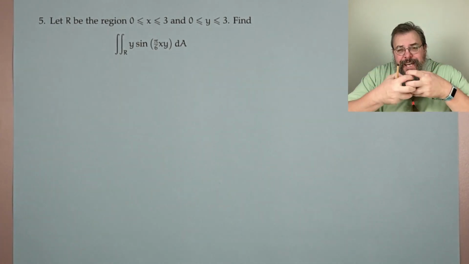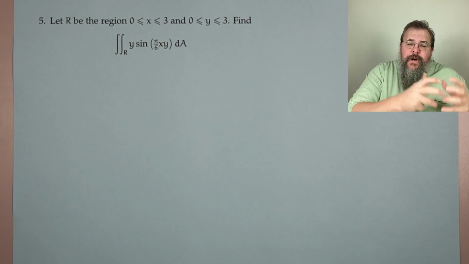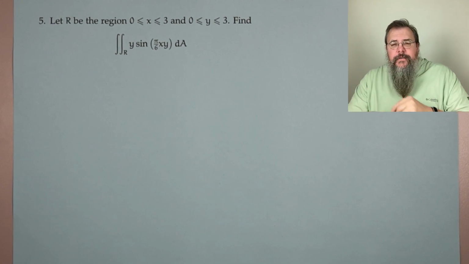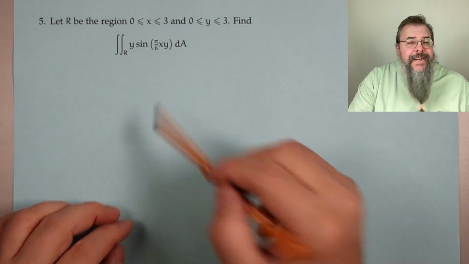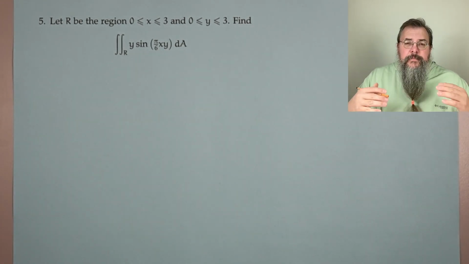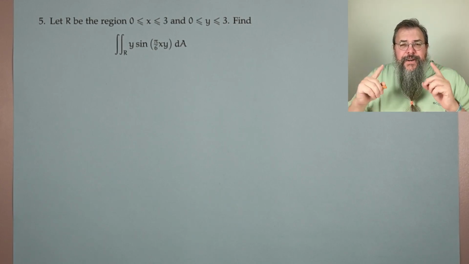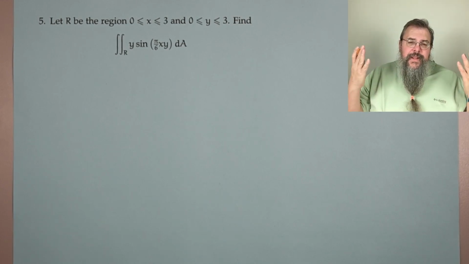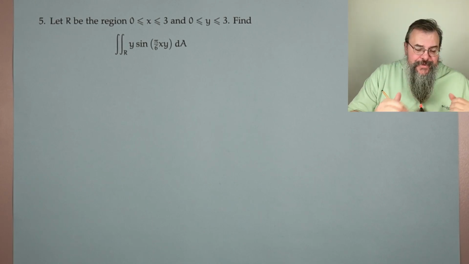Now, we cannot pull this into two functions, one just involving x, one just involving y. The issue is this xy on the inside. There's no way to separate it. Okay, that's fine. That means that we're going to have to do it in 2 layers. But you notice something here. They gave us our region, but they didn't give us the bounds.